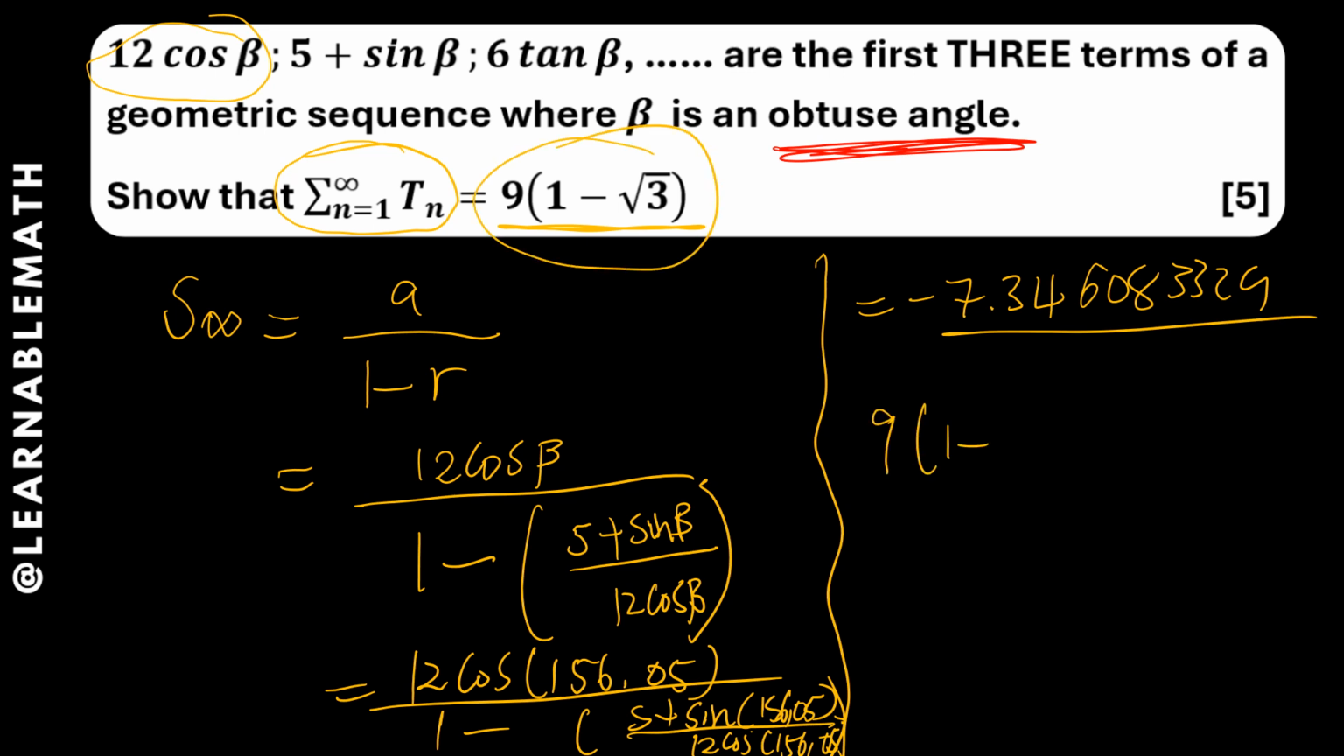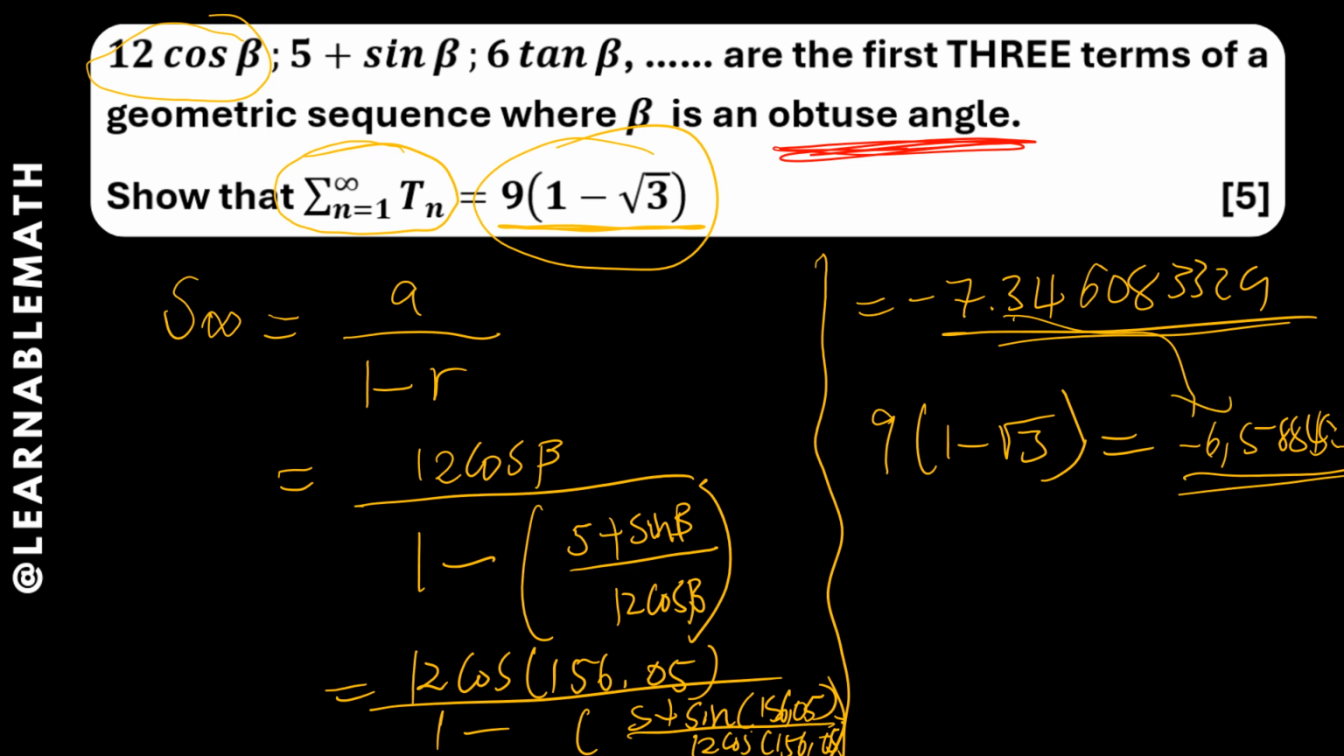Okay, so we can just go and confirm with this. What is 9 into 1 minus root of 3? Does it give us the same answer? You can just check on your calculator, 9 into 1 minus root of 3, and that will actually give us minus 6.58845. Okay, so I think perhaps the issue might be with some rounding, but that is also quite close. The main idea is that you have to use the common ratio to solve for beta. After finding beta, you must go to the quadrant where beta will be obtuse, and then you can go and calculate your sum to infinity.